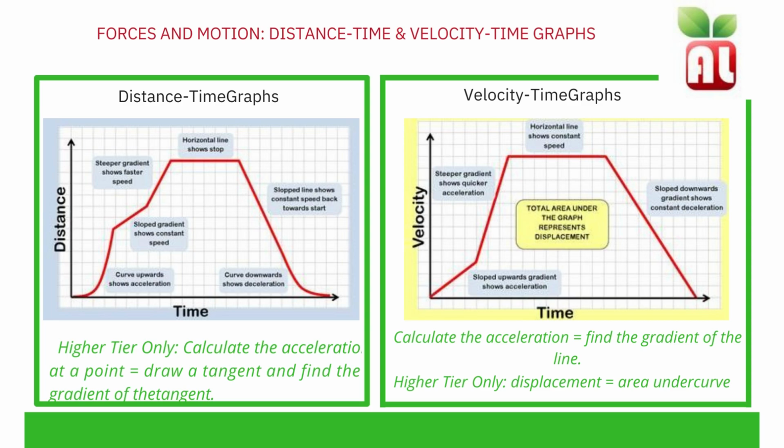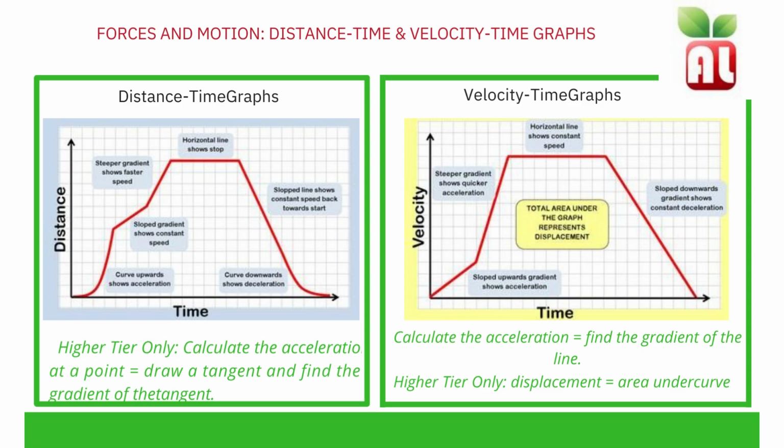In a velocity time graph, a straight line with an upward sloping gradient shows the acceleration. A steeper gradient shows a quicker acceleration. A constant horizontal line shows an object travelling at a constant velocity. A downward sloping gradient shows a constant deceleration.